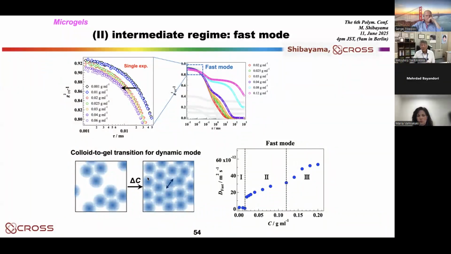Since it is the gel mode, by increasing concentration, the diffusion coefficient becomes faster. Anyway, the fast mode is an increasing function of the concentration, and even higher at stage 3. So there is the translational diffusion and the collective diffusion.